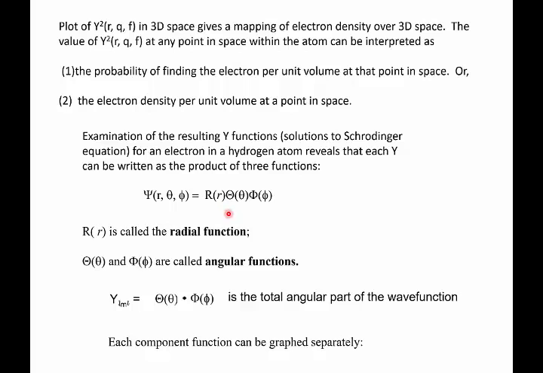So that's going to be significant for us. We're going to look at the three polar wave function components: the r function, the theta function, and the phi function. The r function is called the radial function. The theta and phi together are called angular functions.